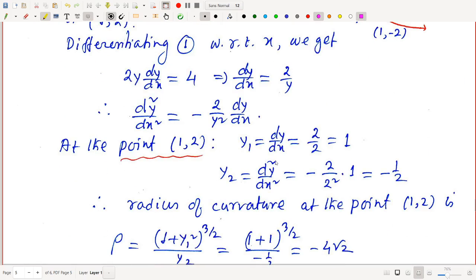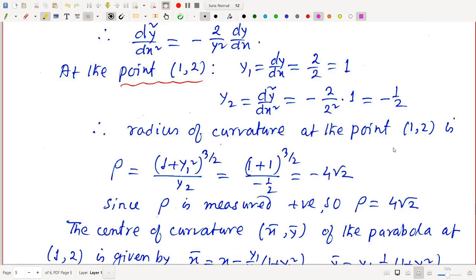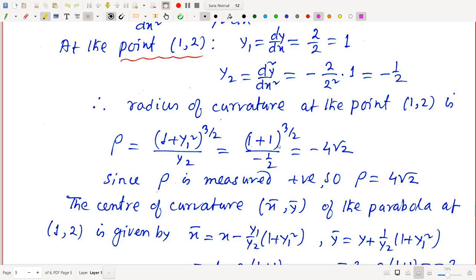So we need at (1, 2): y1 = dy/dx = 2/2 = 1, y2 = d²y/dx² = -2/2² into 1, that is minus half. Therefore the radius of curvature at the point (1, 2) is rho = (1 + y1²)^(3/2) / y2, the formula we have ready-made. So (1 + 1)^(3/2) divided by minus half, finally it is -4√2, because 2^(3/2) means 2√2. But rho is measured positive, so rho = 4√2.